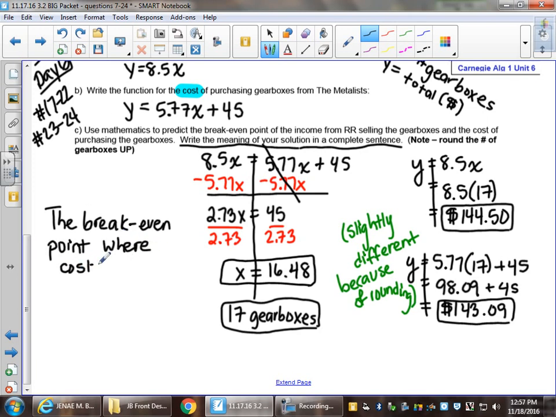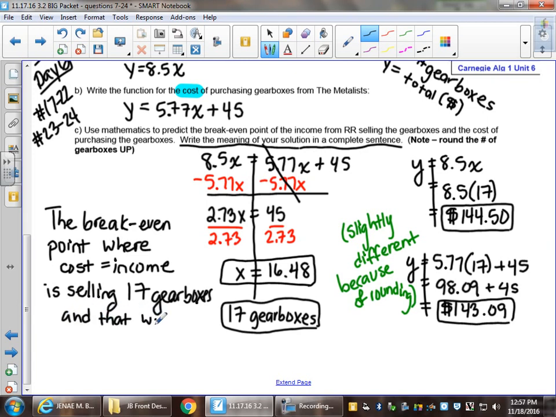Where cost equals income is 17 gearboxes selling, 17 gearboxes, and that would be $144.50, or maybe you got $143.09.